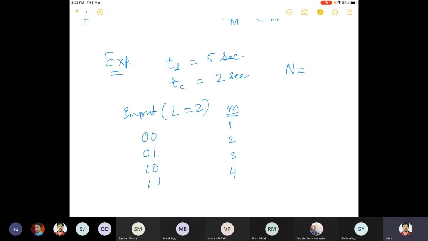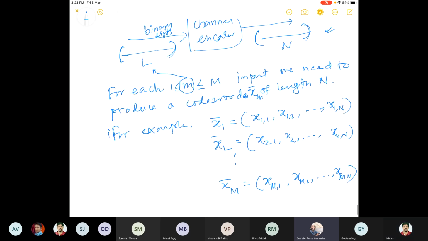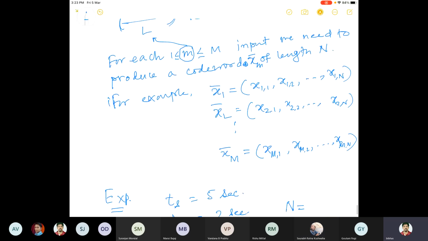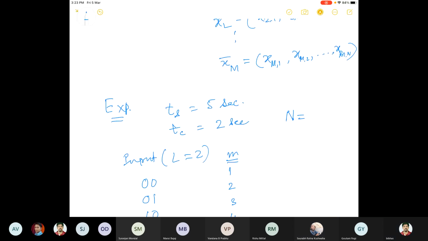How do I decide the value of m? Ts by Tc. So what is that? 5. Okay. So this will be 5 by 2 times L, which is 5 by 2 times 2, which is equal to 5.